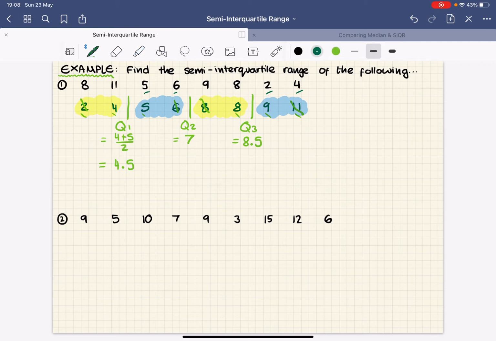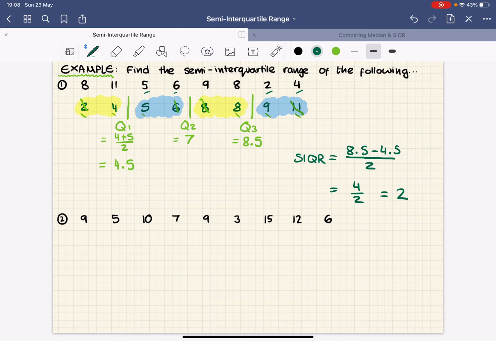So then lastly, finding my semi-interquartile range. So that's going to be my Q3, take away Q1, divided by 2, so that's 8.5, take away 4.5, divided by 2. 8.5 take away 4.5, that's just going to be 4. So 4 divided by 2 is just going to give me 2.